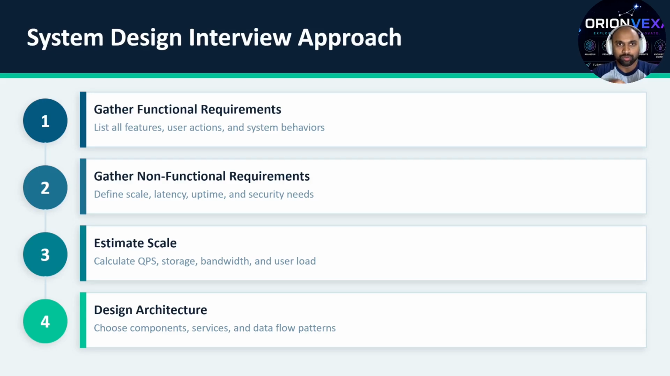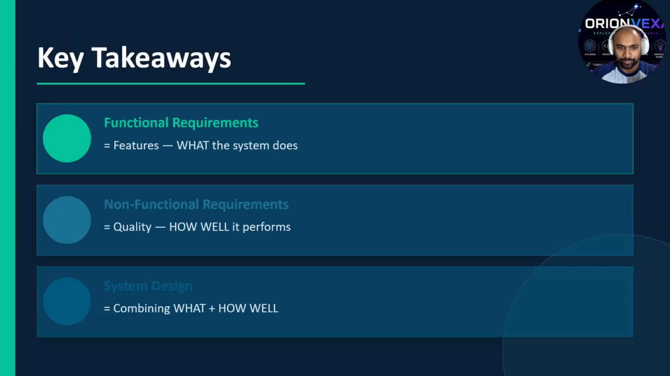Calculate the storage, how much storage we need to serve for the next 1 year, 2 years, 5 years, and 10 years, depending upon how many years we are going to forecast, along with bandwidth requirement and user load. Then the design architects choose the components, services, and data flow patterns. Key takeaways: what is all about functional versus non-functional requirements for any system design? I hope you got the difference between functional and non-functional requirements.